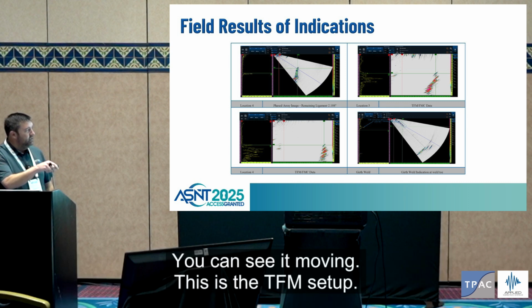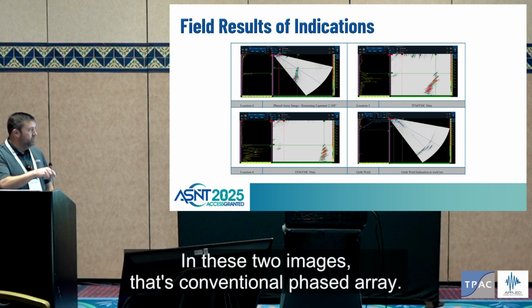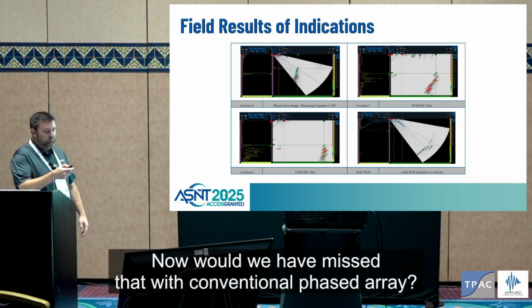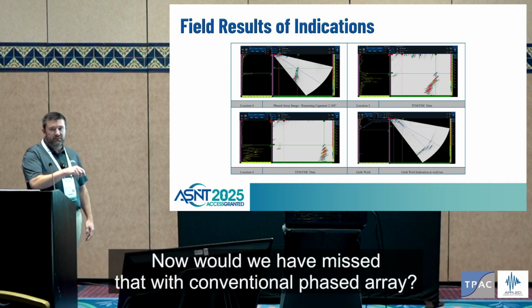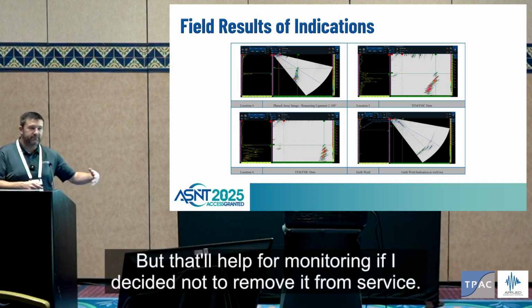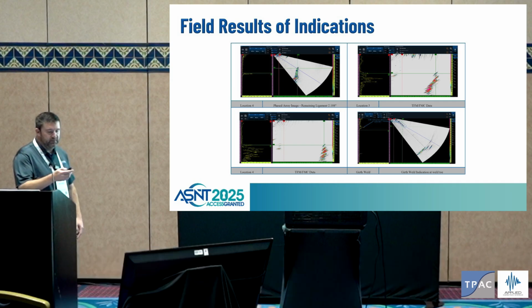You can see it moving. This is the TFM setup in these two images. That's conventional phased array, and there are other images. Now, would we have missed that with conventional phased array? No, probably not, but that'll help for monitoring if I decided not to remove it from service.